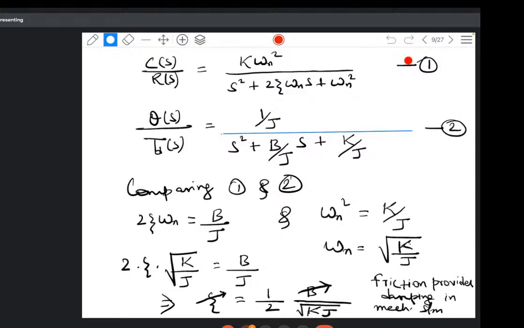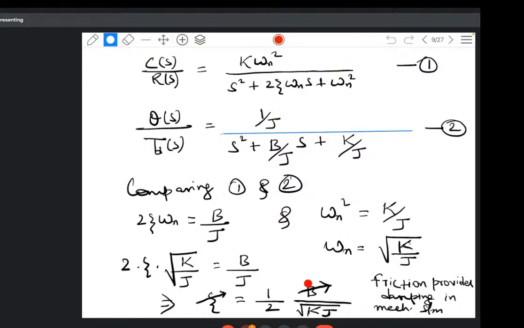So comparing equation 1 and 2, I am getting 2 zeta omega n is equal to B by J and omega n square, which is a constant, equal to K by J. So from here I can obtain omega n, which will be under root K by J, which is the natural frequency of oscillation. I can put it here to find out the value of zeta. So 2 zeta under root K by J equal to B by J. From here I can find out the value of zeta, which is 1 by 2 B by under root K into J, where K is a spring constant, so it is a constant value. J is the inertia, which is a constant value.